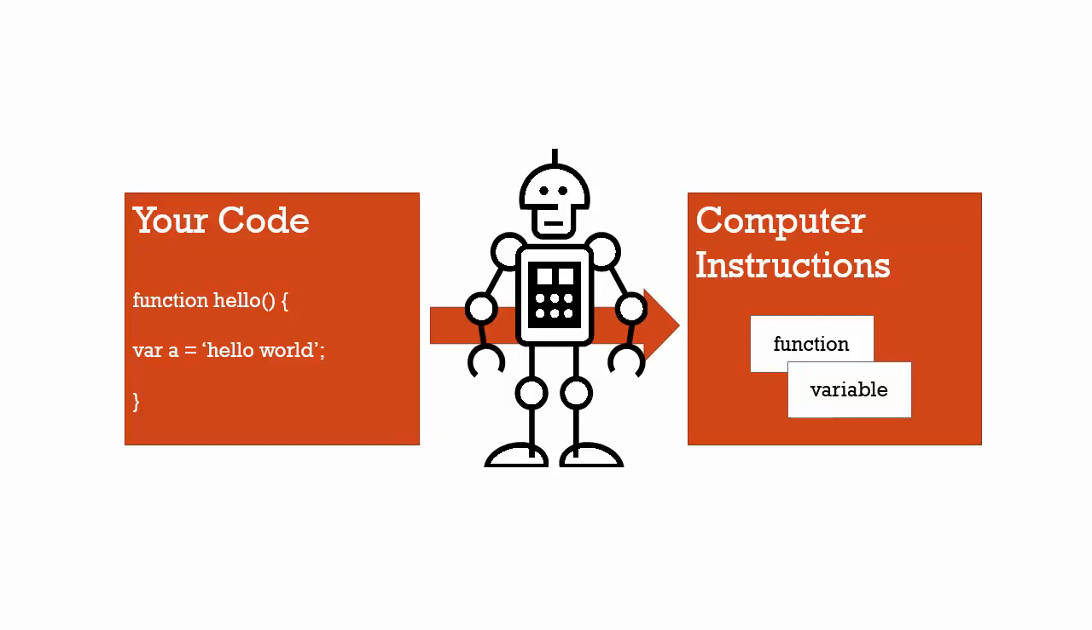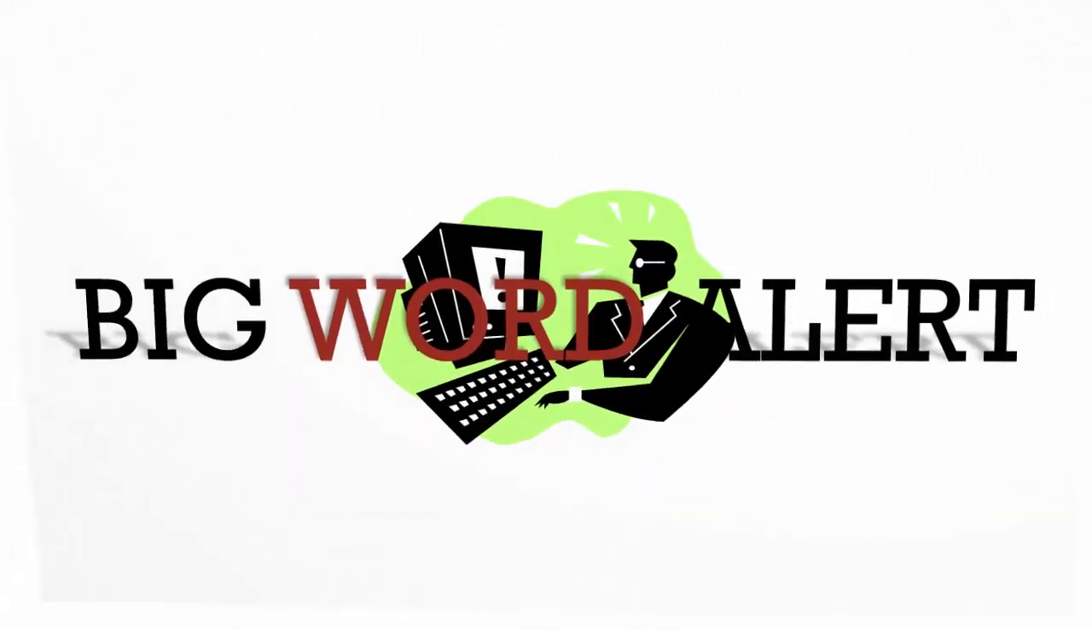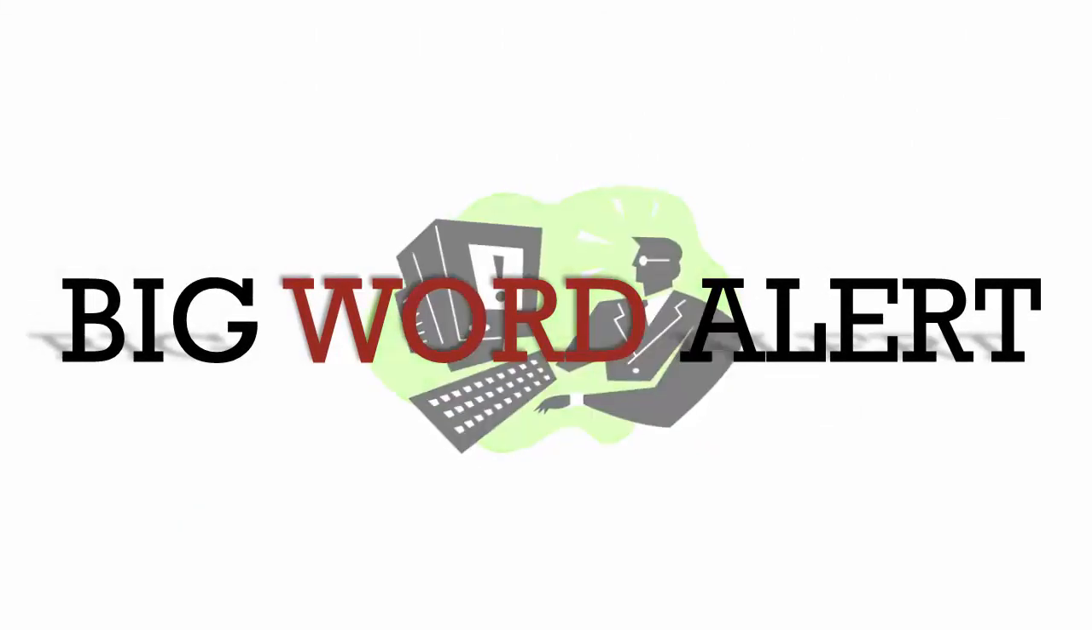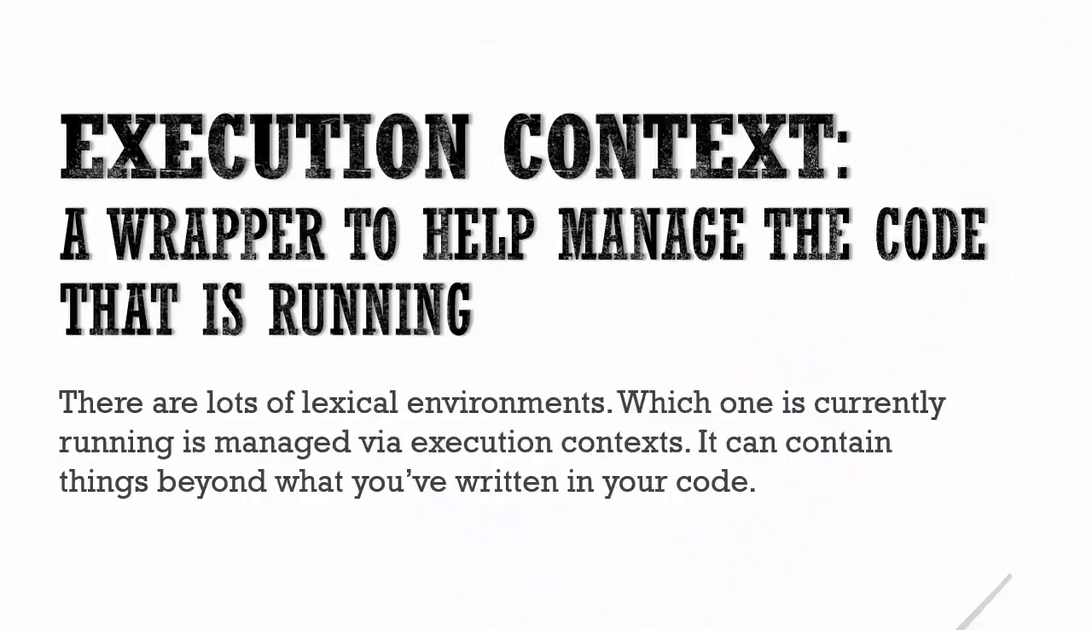All right, let's move on to the third one. Our last big word alert. What is it? Execution context. A wrapper to help manage the code that is running. There are lots of lexical environments, areas of the code that you're looking at physically, but which one is currently actually running is managed via what's called execution context.